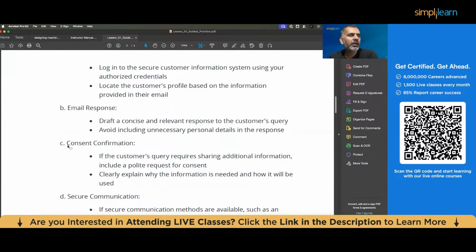Then you should add a consent confirmation. So if the customer query requires sharing additional information, include a polite request for consent. Clearly explain why the information is needed and how it will be used.